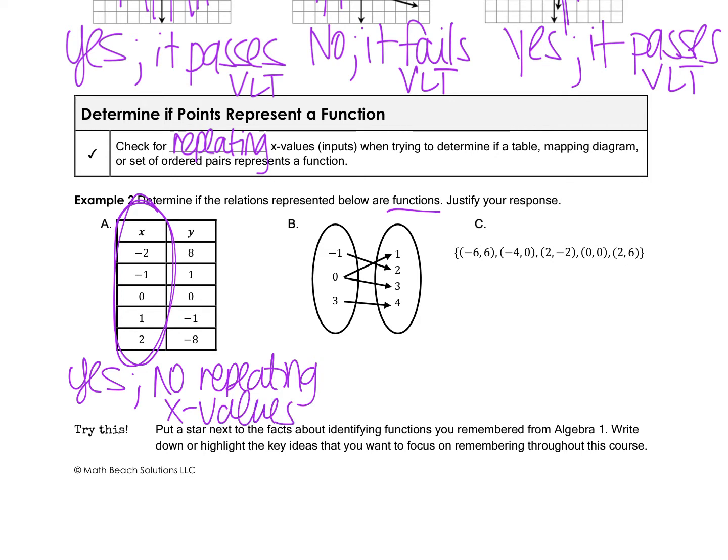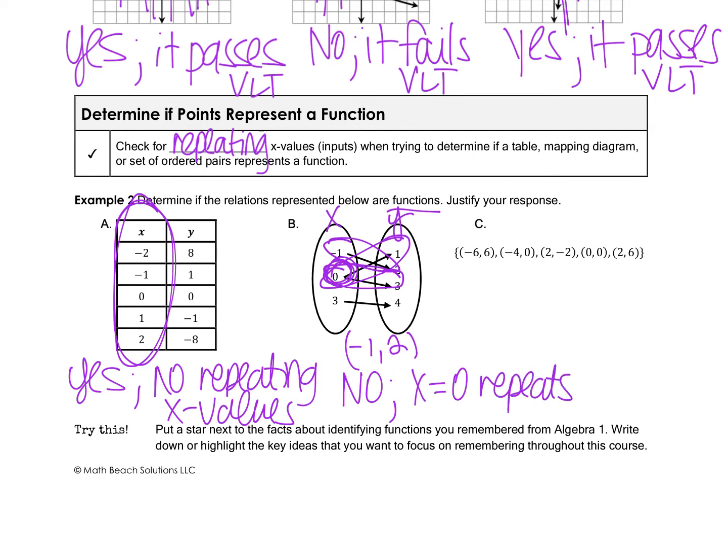Part B, this is a mapping diagram. If you don't know what a mapping diagram is, these represent all of your x's, and these numbers represent your y's. So we're drawing an arrow to the corresponding y value. This means this here is an ordered pair of -1, 2, and then 0, 1, 0, 3. Hopefully that makes sense. Notice right here, there's two arrows drawn off of this 0, which means that would be a repeating x value. So this is not a function. So x equals 0 repeats. So that is not a function.